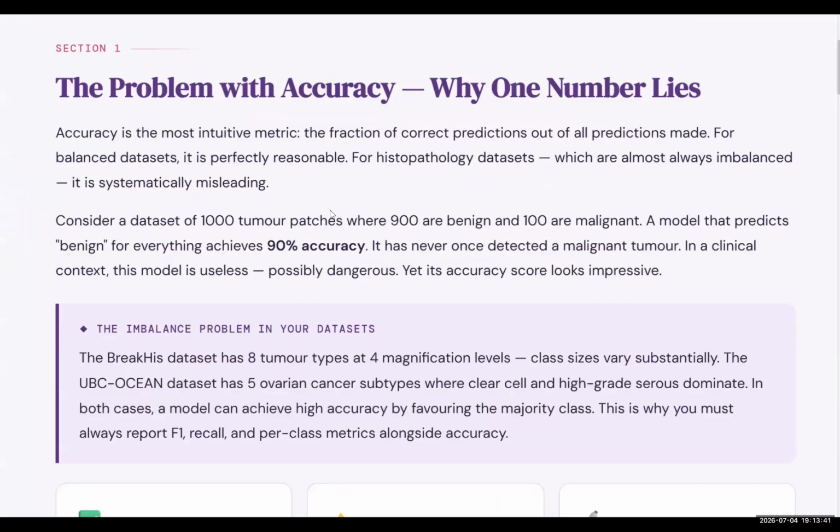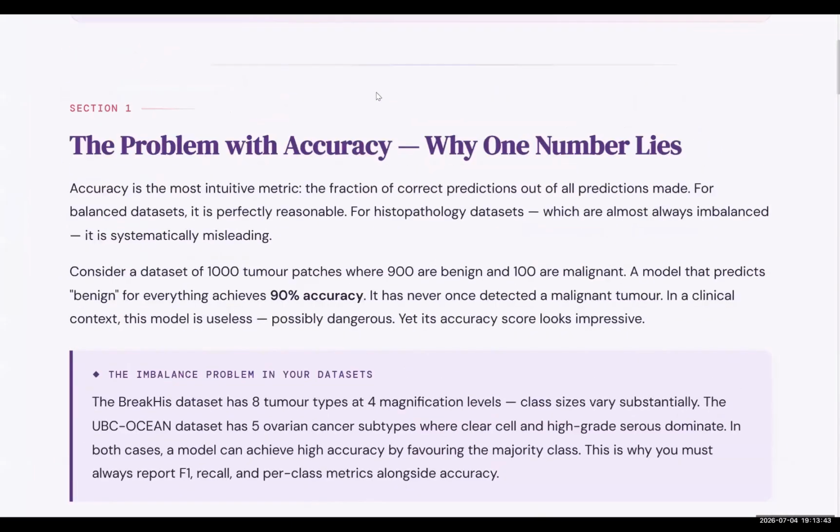So what is the problem with accuracy alone? If you give only one number after running your model, and if you want to publish a paper and show others that you've achieved this percentage of accuracy, what is the issue? Let us try to understand. Now, it is the most intuitive metric. Like the percentage of marks you got, that is what accuracy is.